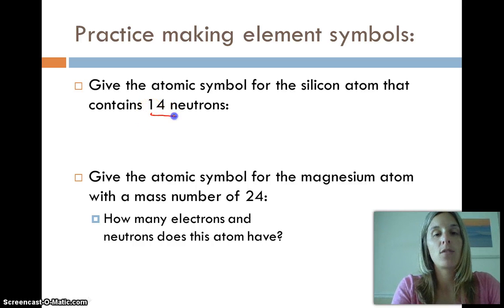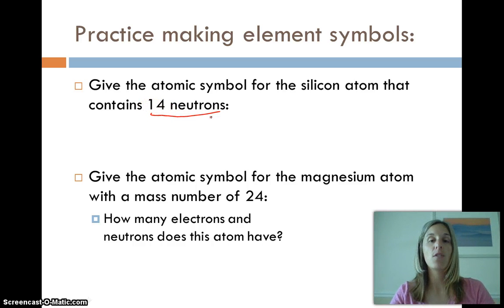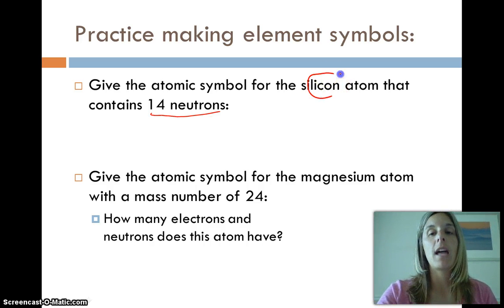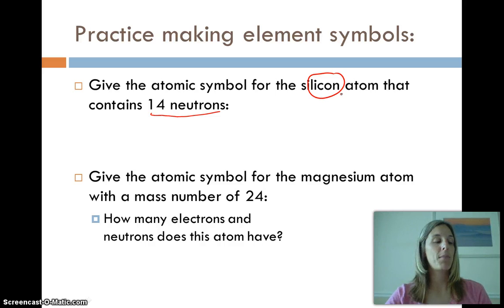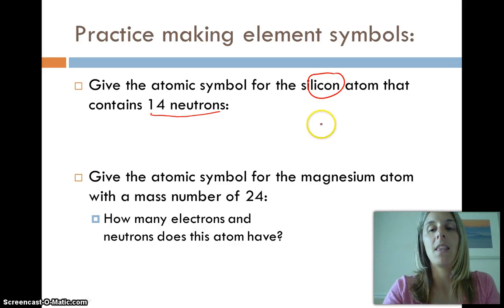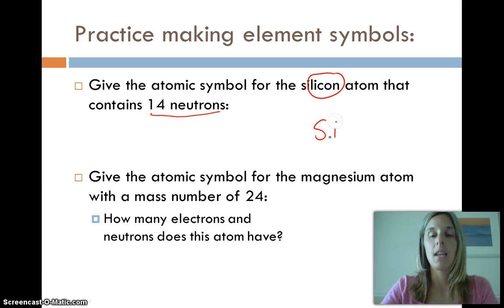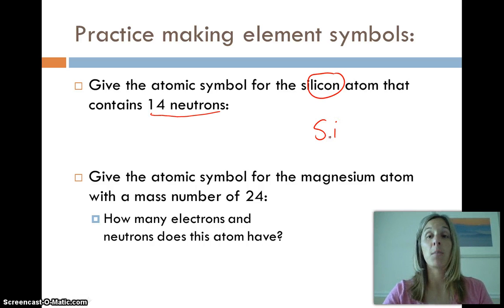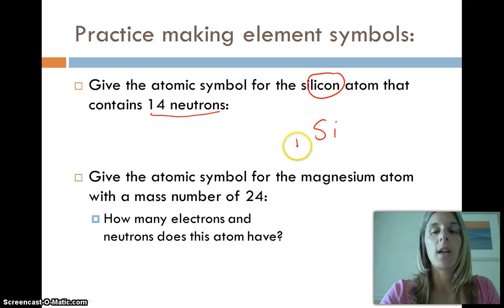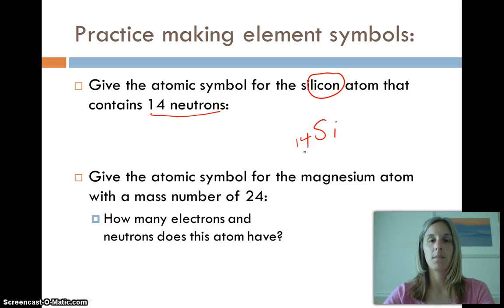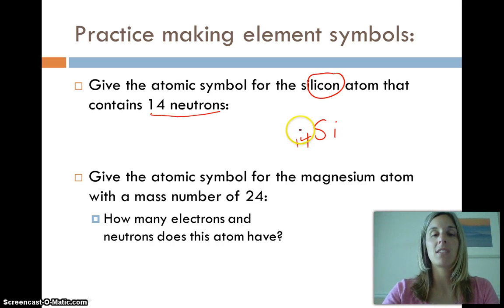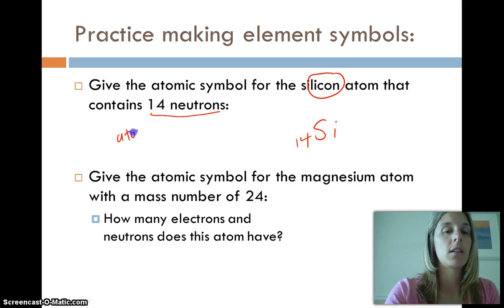So in this one, I've told you how many neutrons you have, so we have to figure out the other pieces from the periodic table. I know the element I'm working with is silicon, so I look at my periodic table. I see that silicon is the element symbol Si, and the number on the top is 14, so its atomic number is 14. So now to get the mass number, I need to add my number of protons to my number of neutrons.